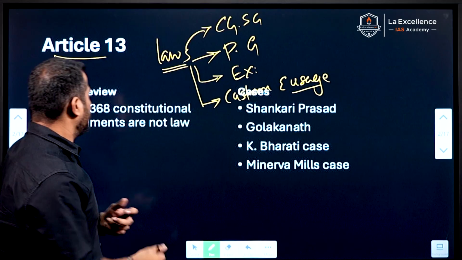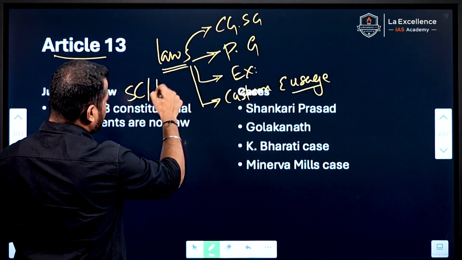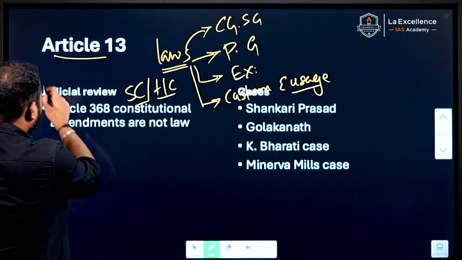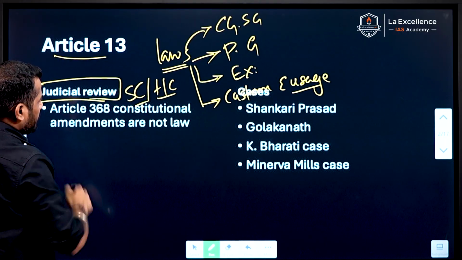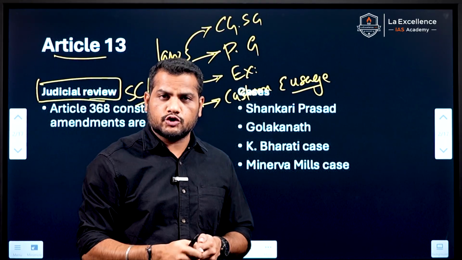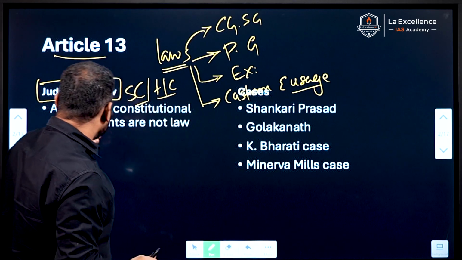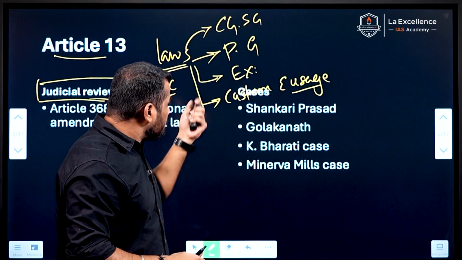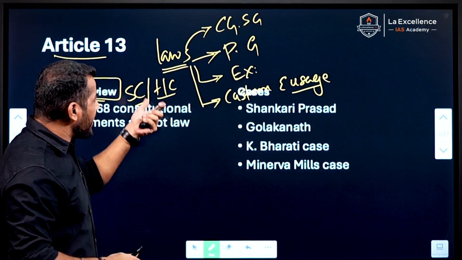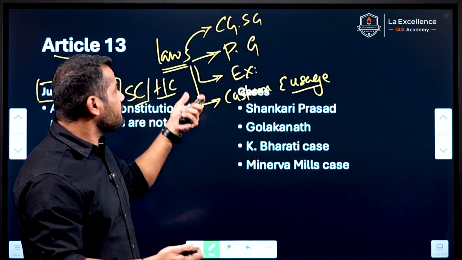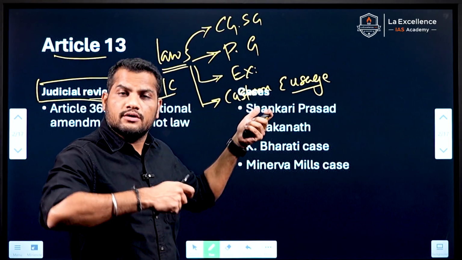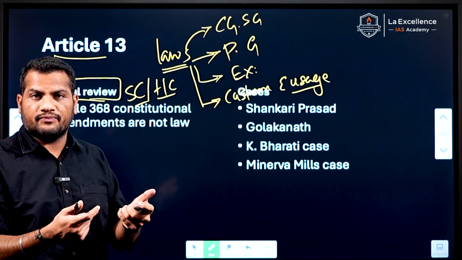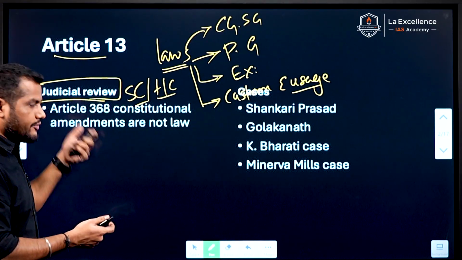By whom? Supreme Court as well as High Court. Right? This is called judicial review. Is judicial review mentioned in the Constitution? No. Judicial review is not mentioned in the Constitution, but this power of the Supreme Court and High Court, who check the validity of any particular law, whether it violates the fundamental rights of the citizens or not, is called the power of judicial review.